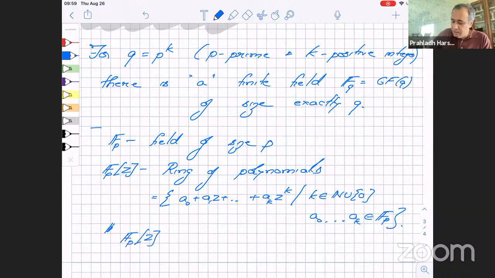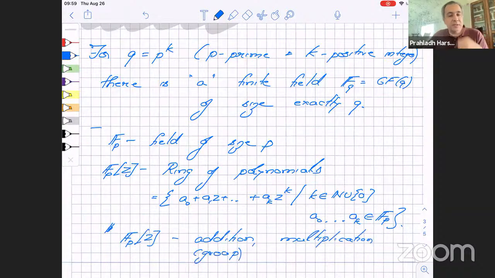Why did I call it a ring? Because it has an addition and multiplication equipped with it. In fact, addition is a group. Multiplication is not necessarily, because there is no notion of a multiplicative inverse. One is certainly a polynomial and it is a multiplicative identity, but for the polynomial z, there is no polynomial I can multiply z with to get back 1. So this is not a group.